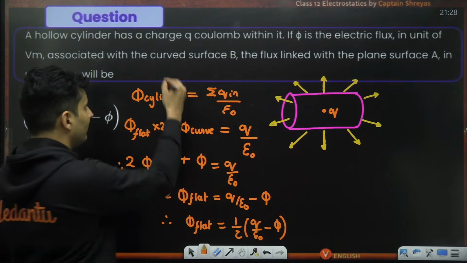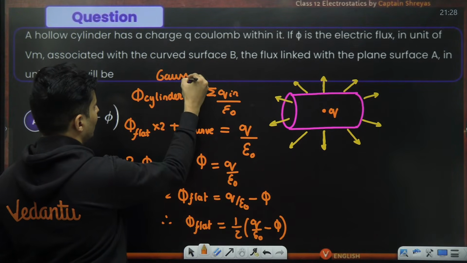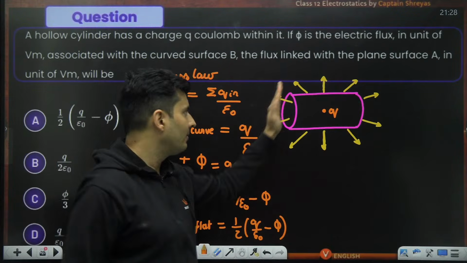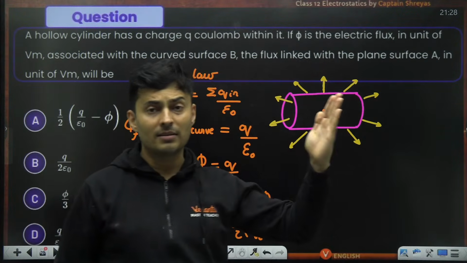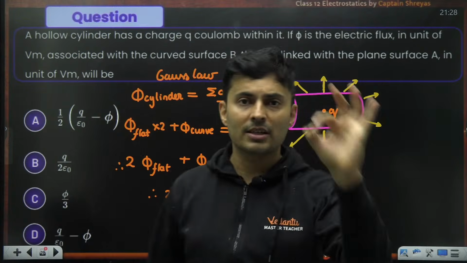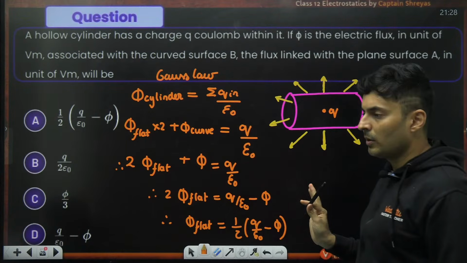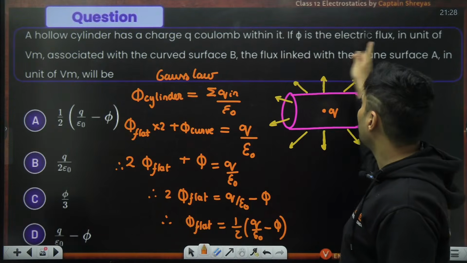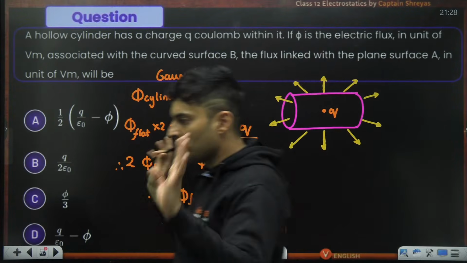So, we started off with Gauss's law. This is one of the beautiful applications where we found out how much flux there is through the flat surface, because we knew the total flux should be Q by epsilon naught, and the flux of the curved part was already mentioned.